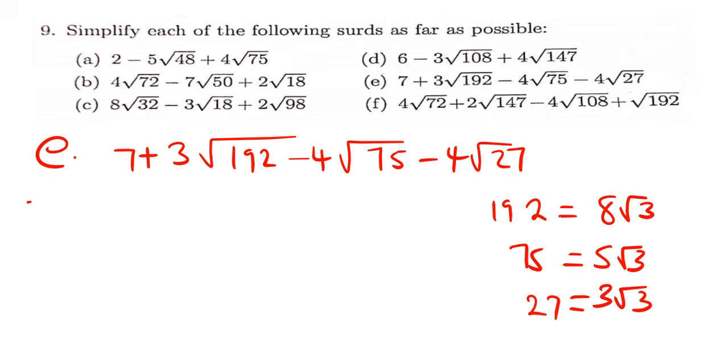So we're just supposed to replace 7 plus 3. Where there is 192, we found that it is 8 root 3. Then minus 4. Where there is 75, we found that it is 5 root 3.